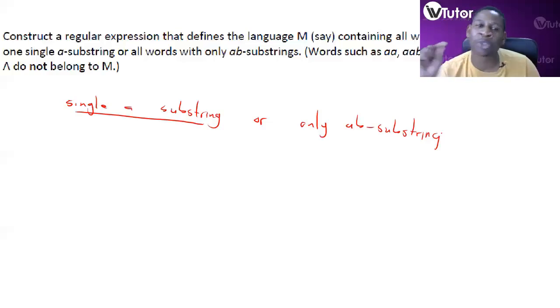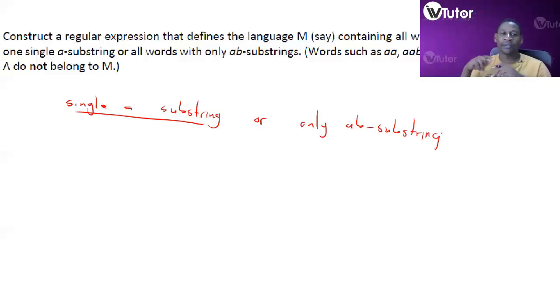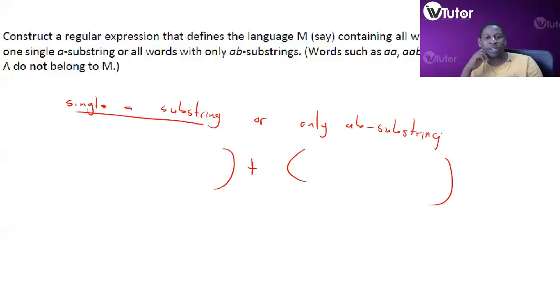Why does AA not belong to M? It has a double A substring, and it does not have an AB substring. All those that have double A substrings are out, and if a word doesn't have a double A substring, it will have only AB substrings. So you have AB, AB, AB, AB. The OR will turn into a plus here, and we have one regular expression and another regular expression there.